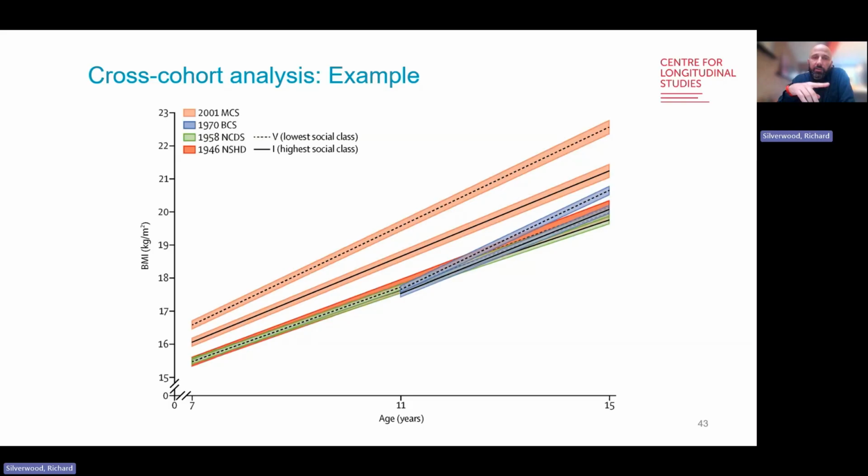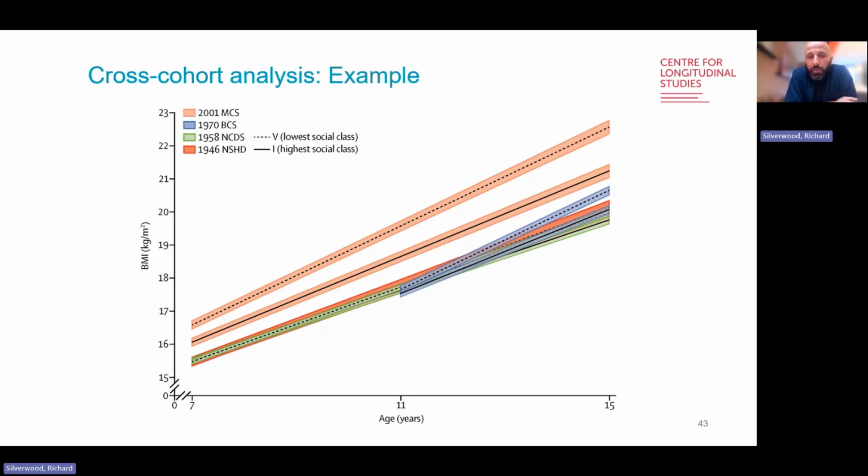We can make comparisons between the different social class groups in the same cohort by comparing the dashed line and the solid line within the same cohort. So if we do that at one point in time, we can see whether there were differences in BMI or social inequalities in BMI at that age. If we compare the slopes of them, so the same color, dashed versus solid, we can see whether that was increasing or decreasing over time within the same cohort. But we can also now make between cohort comparisons.